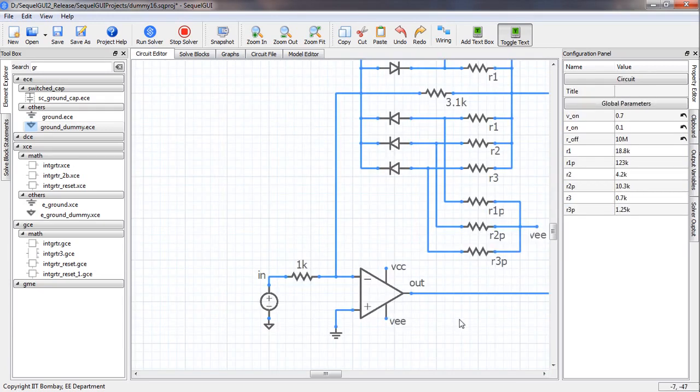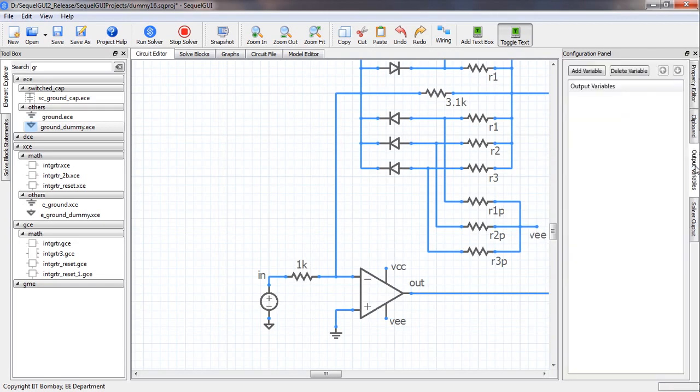The next step is to select output variables, and we need the input voltage and also the output voltage. We can name this as V in and this as V out. Note that we have named these nodes as in and out.